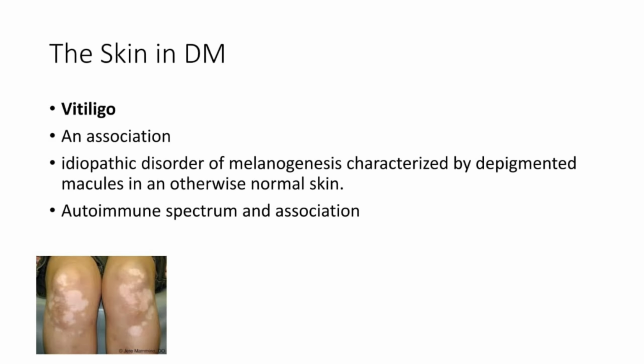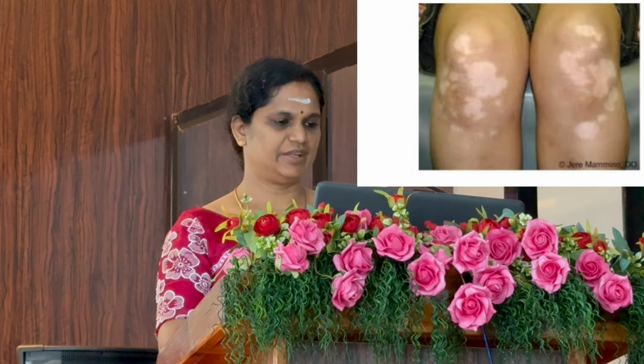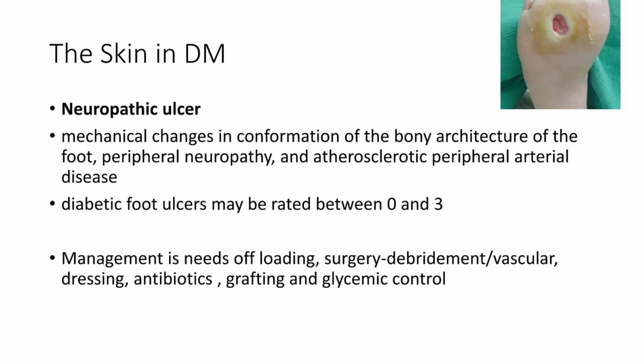Vitiligo, in type 1 diabetes, when they have an autoimmune condition, other autoimmune conditions can also be associated, and vitiligo is one of the autoimmune conditions. Neuropathic ulcer, because of peripheral neuropathy they will develop this neuropathic ulcer. Very thick hyperkeratotic areas will be there in the surrounding skin. We need to treat offloading and treatment of the surrounding keratolytic. We need to give importance to that.